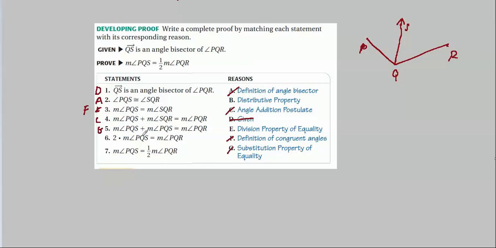Now this one, okay. It's not obvious, but this is the distributive property from here to here. Why is that? Well, I'm trying to figure out a lazy way to do it. I don't do so much writing, but I'm just going to have to do it the hard way and write the PQS: 1 times measure of angle PQS plus 1 times the measure of angle PQS.